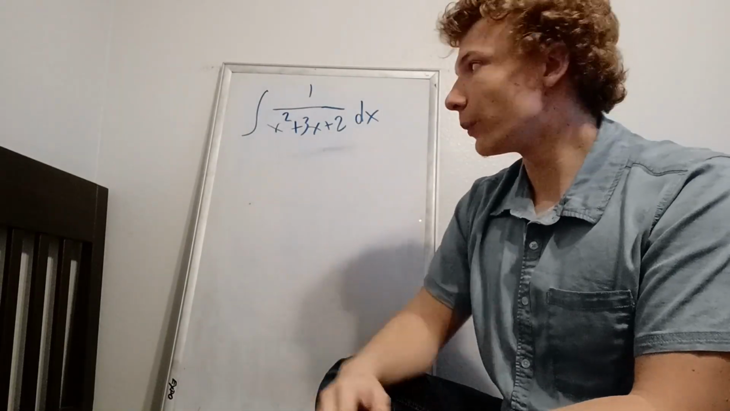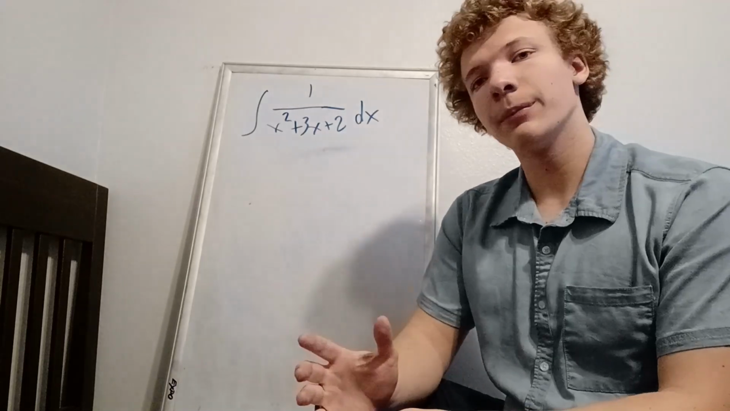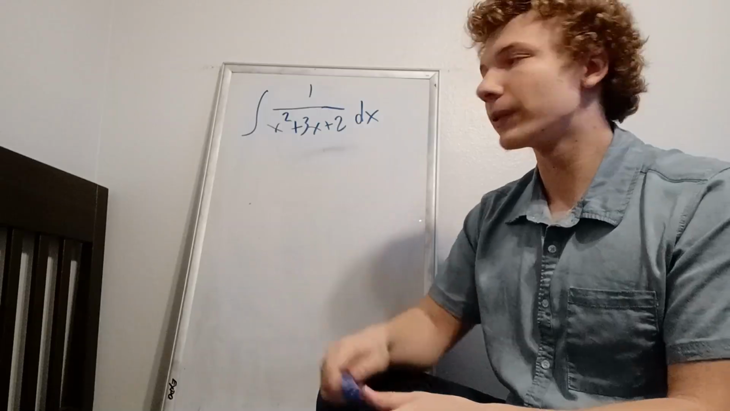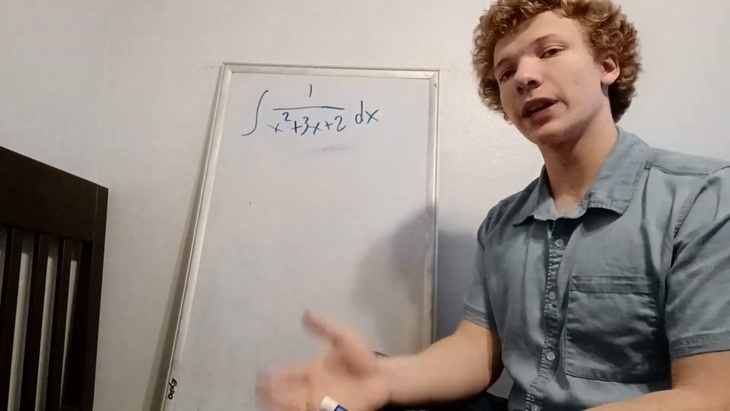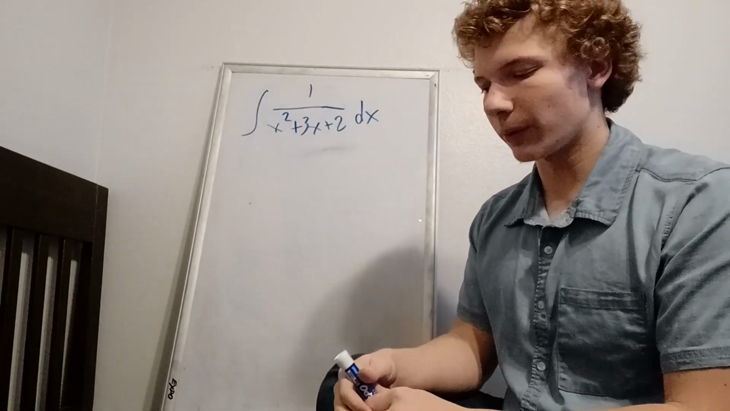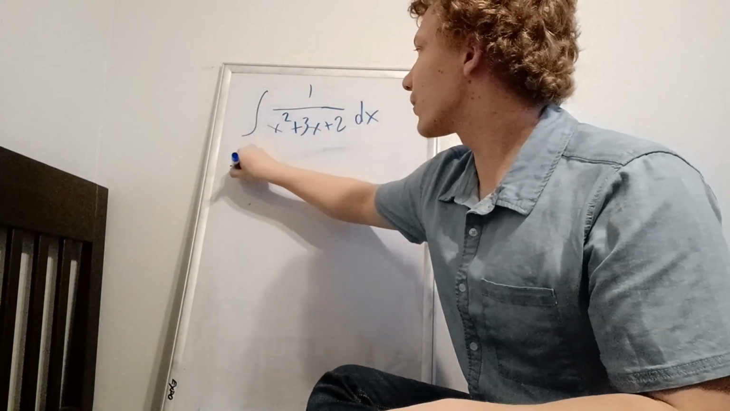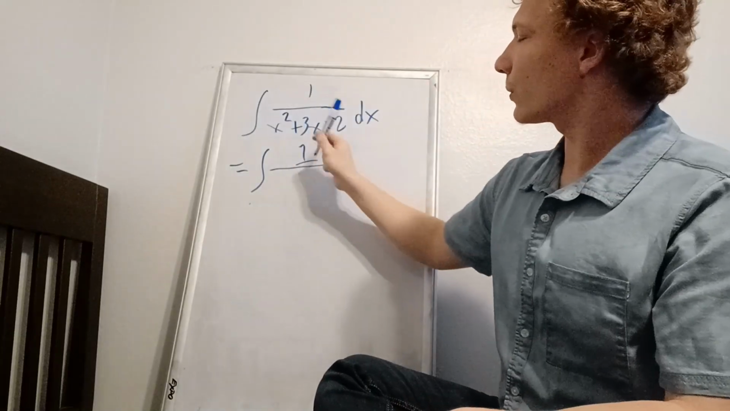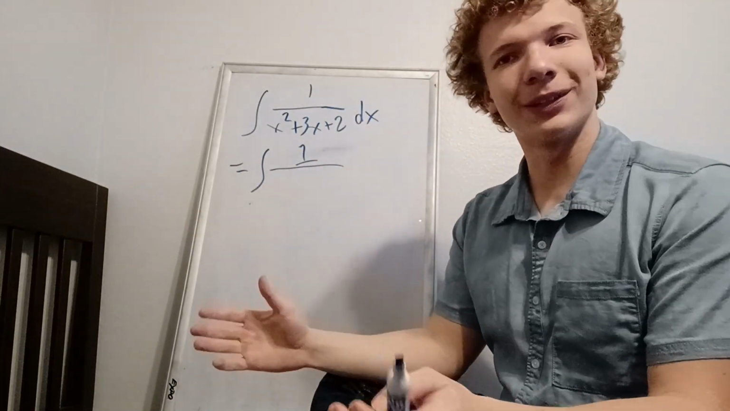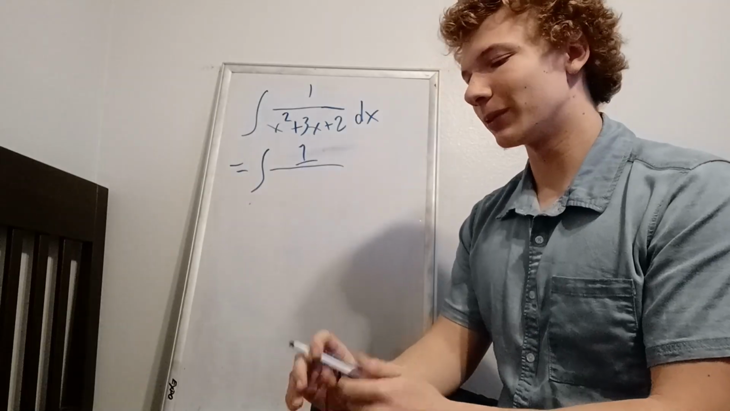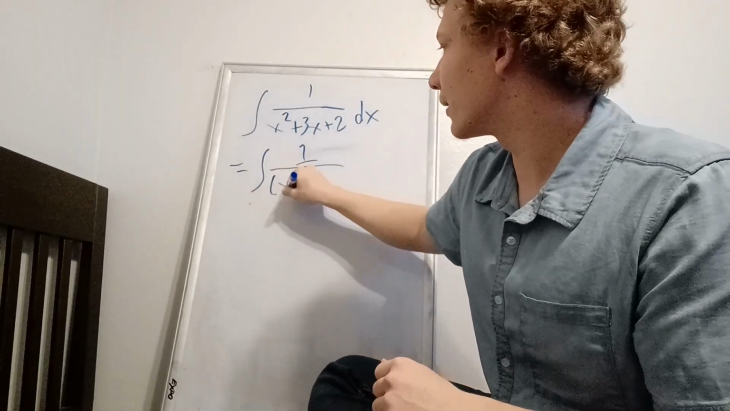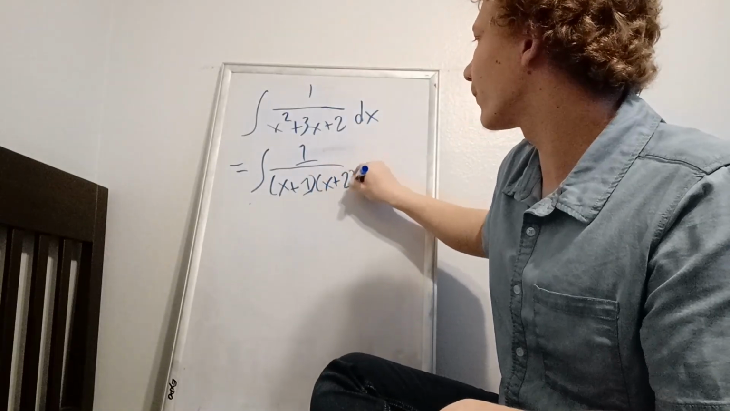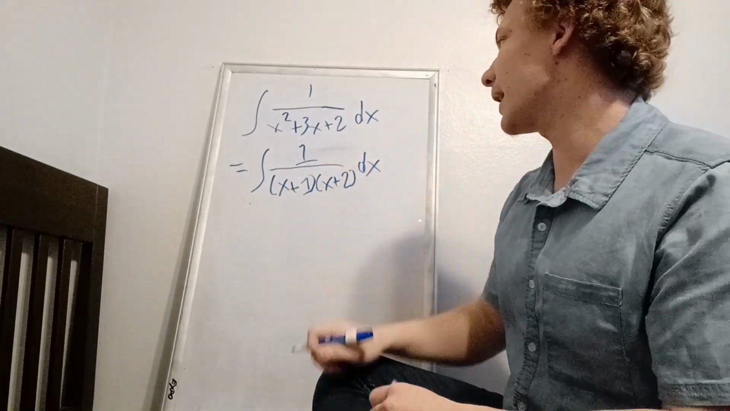So that's the goal. We need this to become a sum of expressions with linear terms in the denominator rather than this x squared quadratic term. How do we do that? Well, the first step is to rewrite it. 1 over x squared plus 3x plus 2, a little exercise in polynomial factoring, is going to be x plus 1 times x plus 2. And we still have our dx.